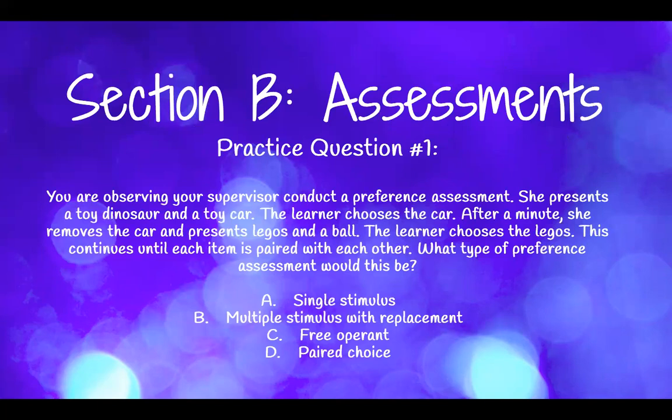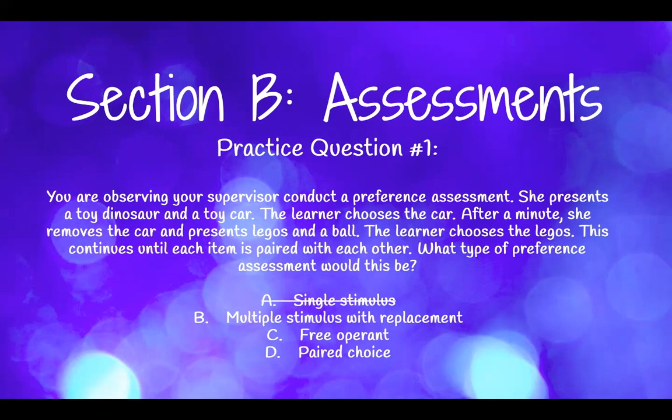Feel free to check out my full-length study guide for more of an in-depth view, but let's go over a couple of questions. Number one, you are observing your supervisor conduct a preference assessment. She presents a toy dinosaur and a toy car. The learner chooses the car. After a minute, she removes the car and presents Legos and a ball. Your learner chooses the Legos. She continues going through this until each item is paired with each other. What type of preference assessment would this be? A, single stimulus, B, multiple stimulus with replacement, C, free operant, or D, paired choice.